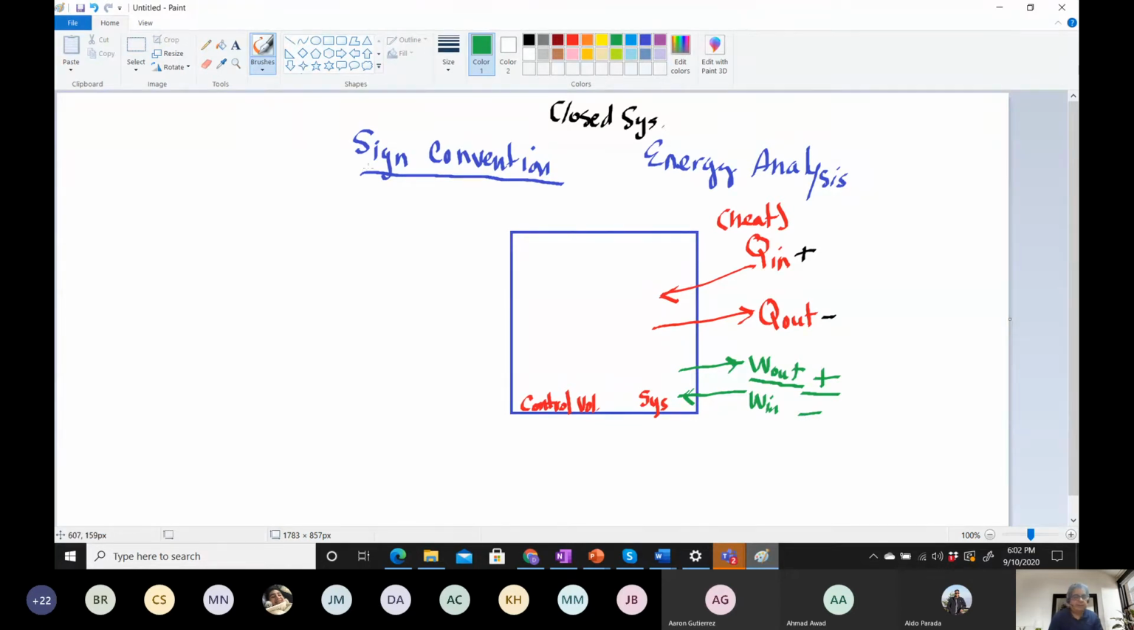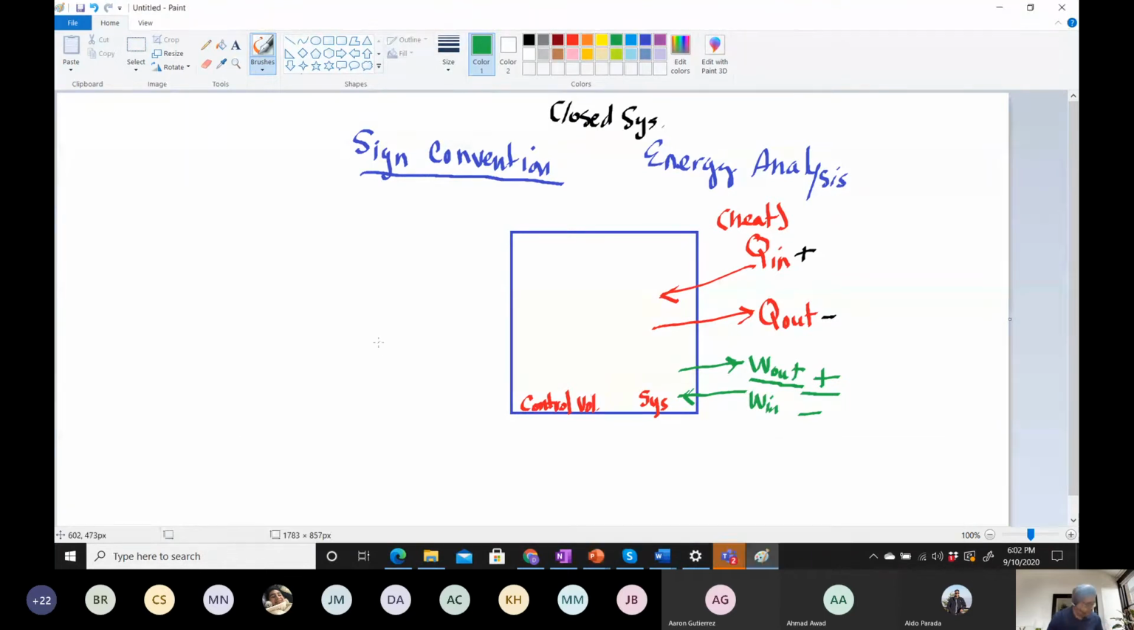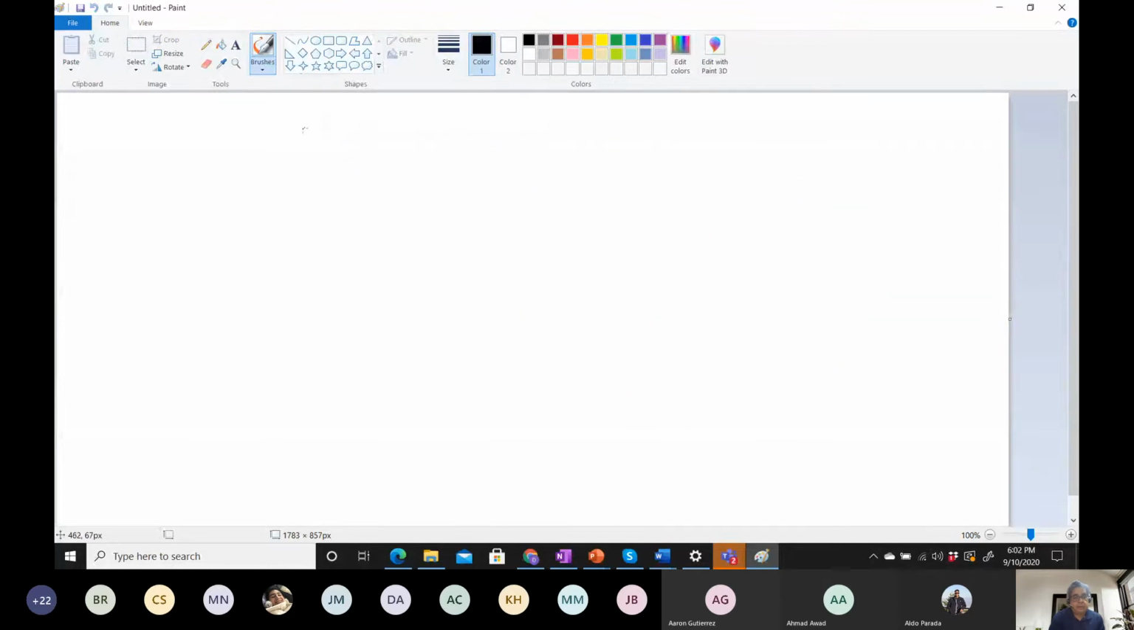All right. So that's it on sign convention. Any questions? All right. Pretty straightforward. Now, what I want to do is cover chapter 2, an example problem. This is in your book if you want to follow along. This is in the recent book. This is example 2-15 in your book. Okay, so it's power generation.